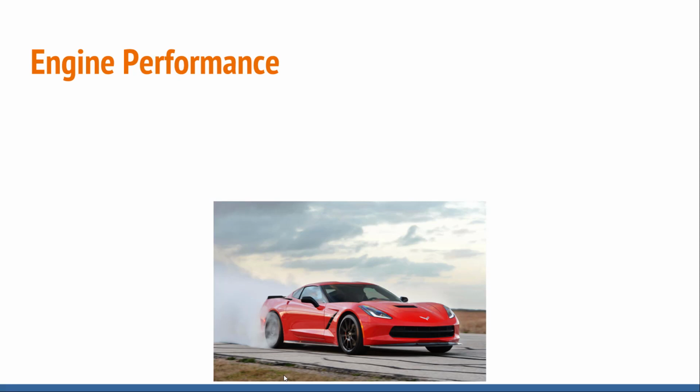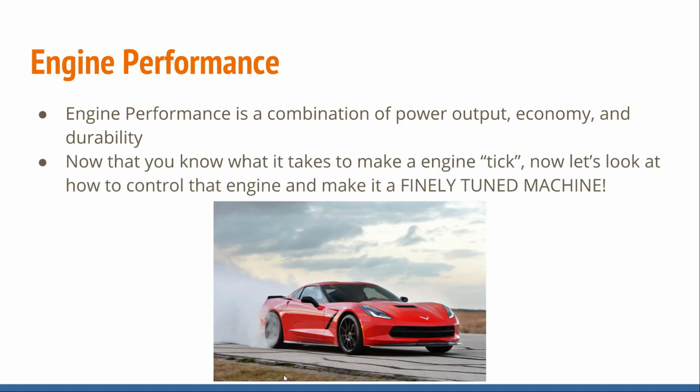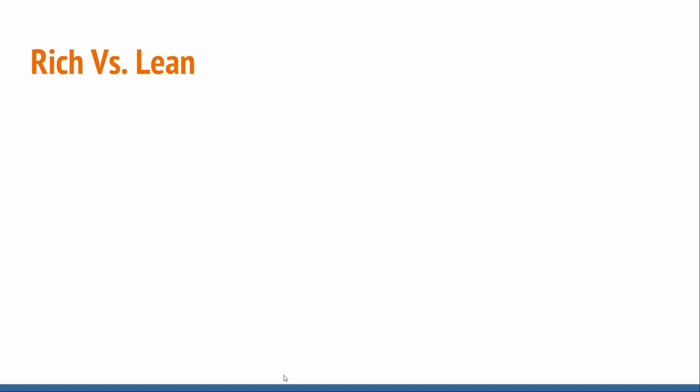So engine performance. I hate to burst anybody's bubble who thinks this is going to be about making your car go faster, high performance work. Really what we're talking about in this module is engine performance is basically a combination of power output, economy, and durability. So in Module 3, we went over understanding engines. And now that you know what it takes to make an engine tick, well, now let's look at how to control that engine and make it a finely tuned machine. Because we don't want our cars to just run, we want them to run perfectly. So let's take a look.